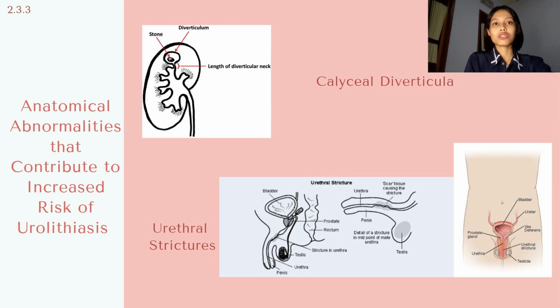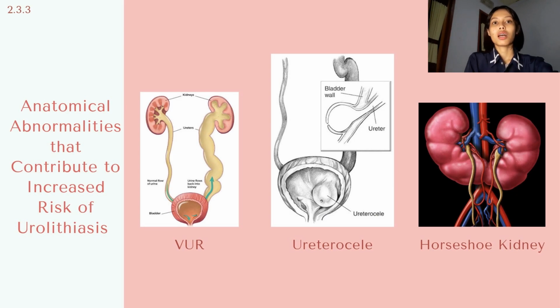Number 4, urethral strictures. Urethral stricture is a condition of narrowing of the urethra that causes urinary tract obstruction, usually caused by injury to the mucosa and surrounding tissue. Isolated stones in the urethra account for 2% of urolithiasis, which is often the result of stones migrating from the upper urinary tract. Number 5, vesicoureteral reflux.